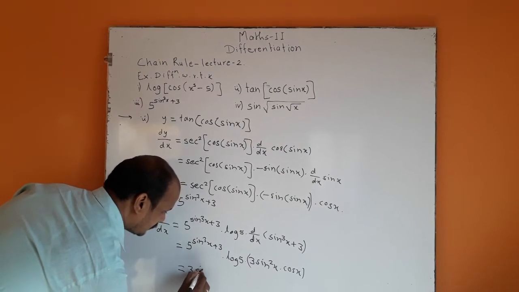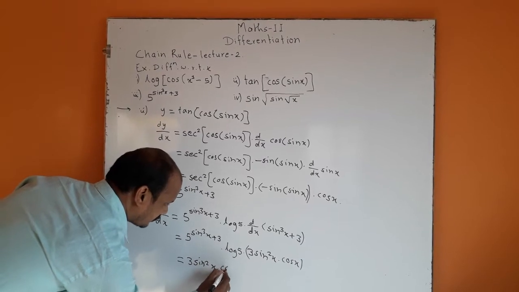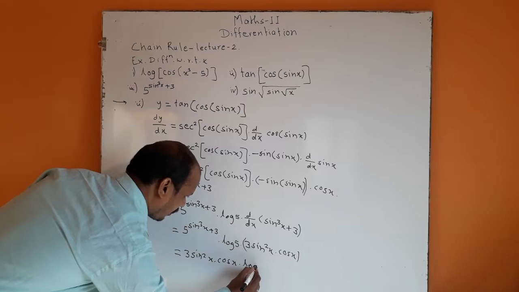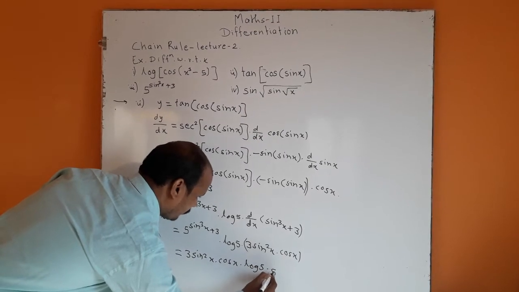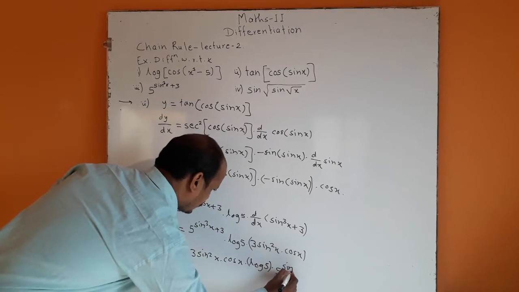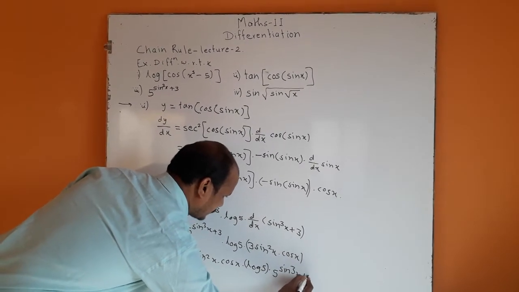3 sin square x into cos x into log 5 into 5 raised to sin cube x plus 3.